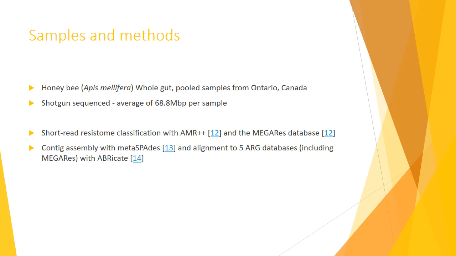These sequence reads were processed through the AMR++ pipeline, producing short-read resistome results classified against the MegaRes ARG database. The same reads were also assembled into contigs with metaSPAdes, and these contigs were screened for ARGs against 5 ARG databases, including MegaRes, using the tool Abricate.